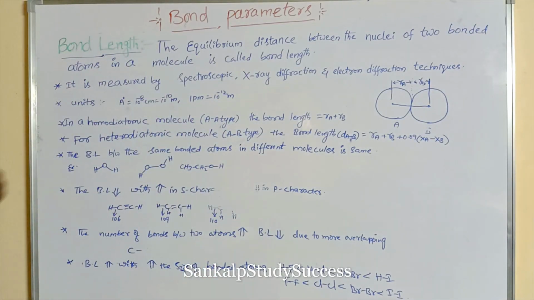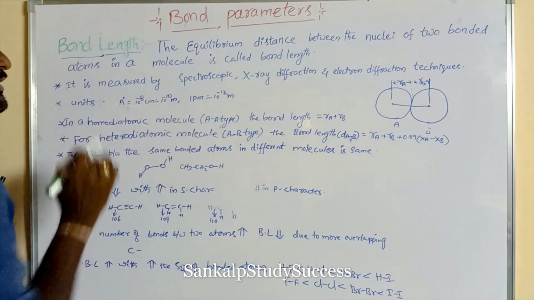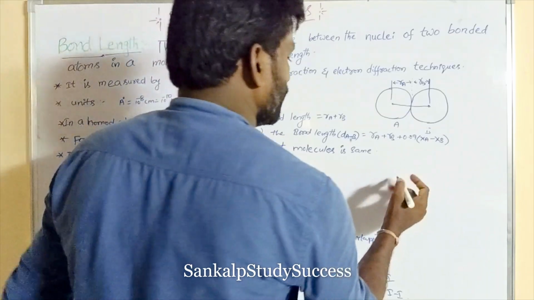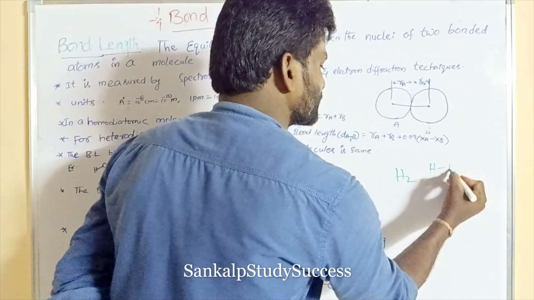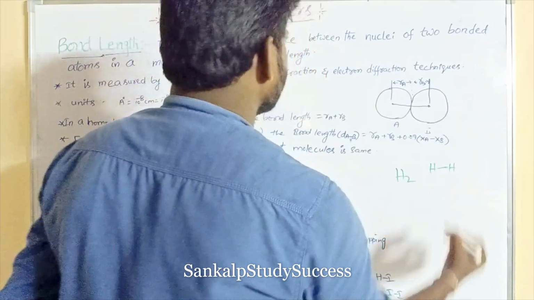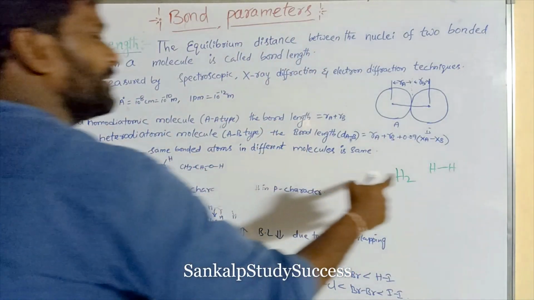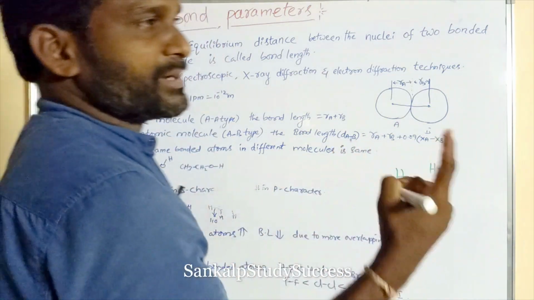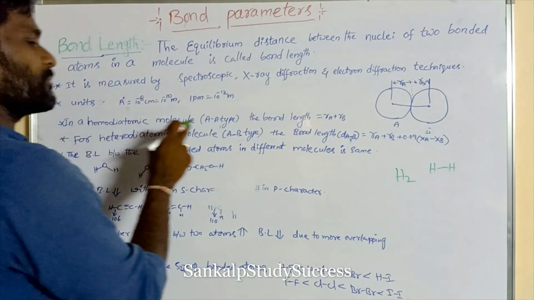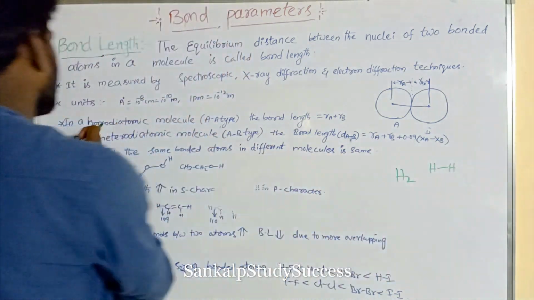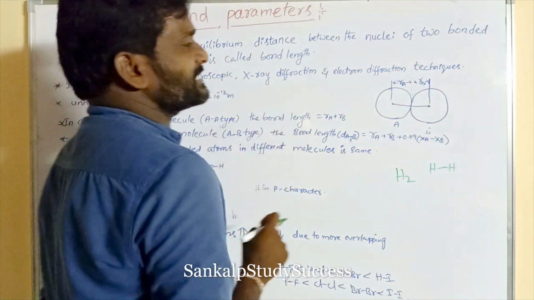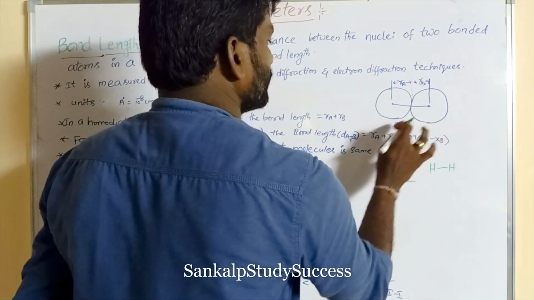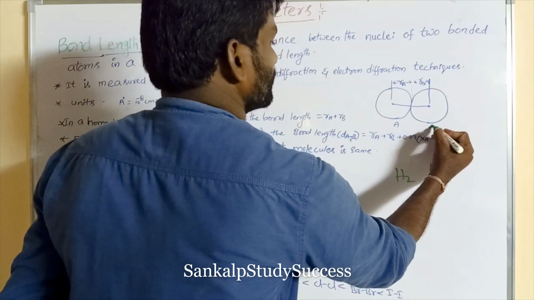Now, a homoatomic molecule like this is H2. So here in H2 the bond is present between two hydrogens. These two are similar atoms. When the two atoms are the same in a molecule, that is the homodiatomic molecule. In a homodiatomic molecule, this is the A atom, this is also A atom.